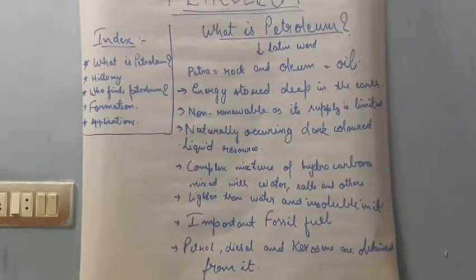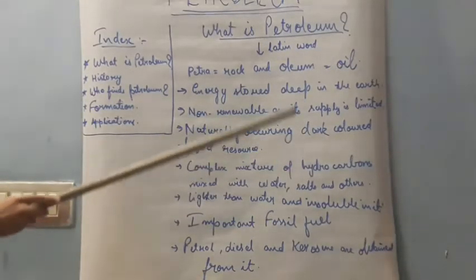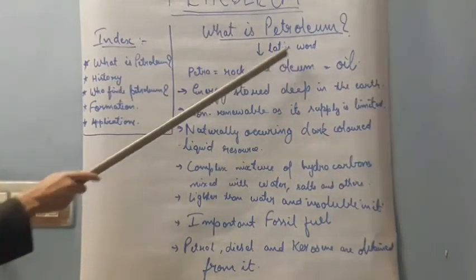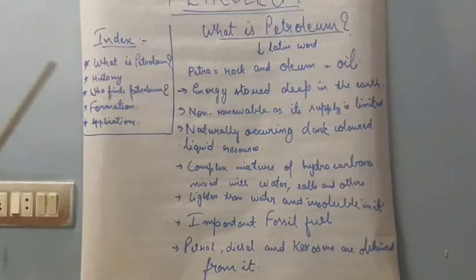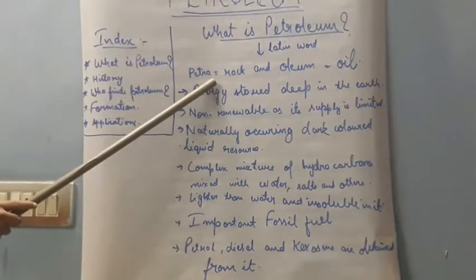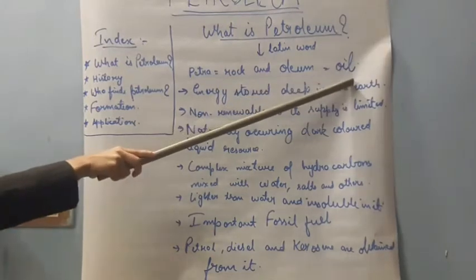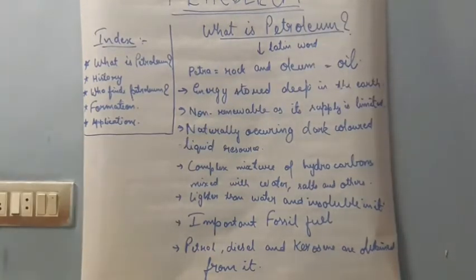Let's see what is petroleum. Petroleum comes from two Latin words. One is petra, which means rock, and the second one is oleum, which means oil. These are the two Latin words which form together and are called petroleum.